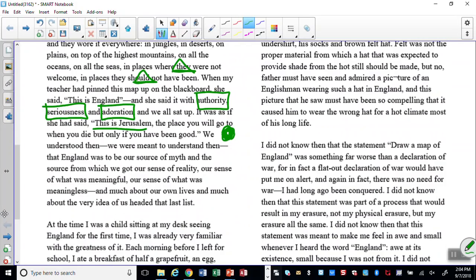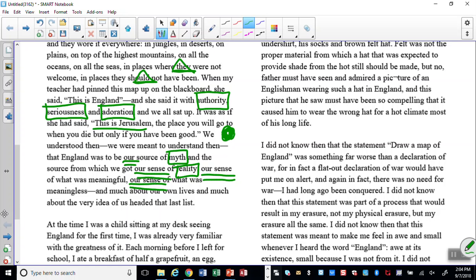So we understood then, we were meant to understand then that England was to be our source of myth and the source of which we got our sense of reality. So again, she reveres it, and she also repeats our source, our sense. Actually, let me erase that, and I'm just going to put the word our sense, and then our sense of what was meaningless, and much about our own lives, and much about the very idea of us headed that last list.